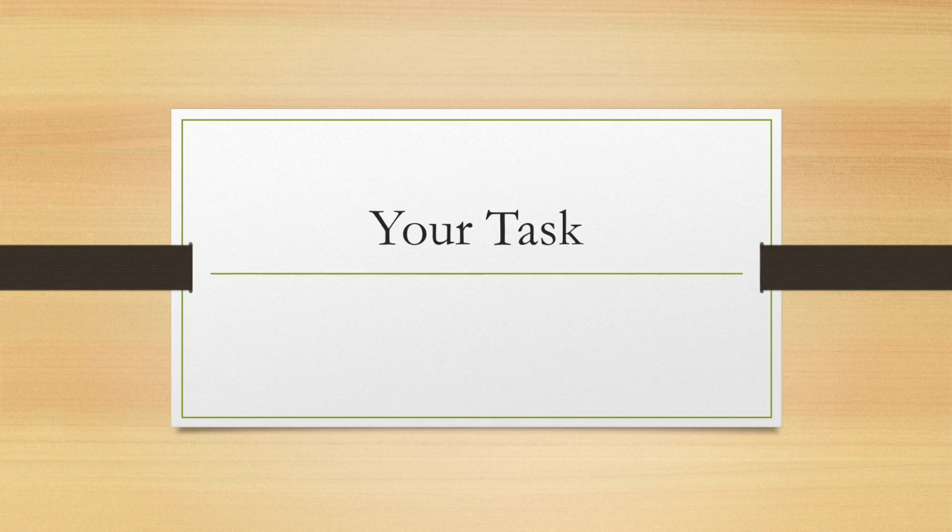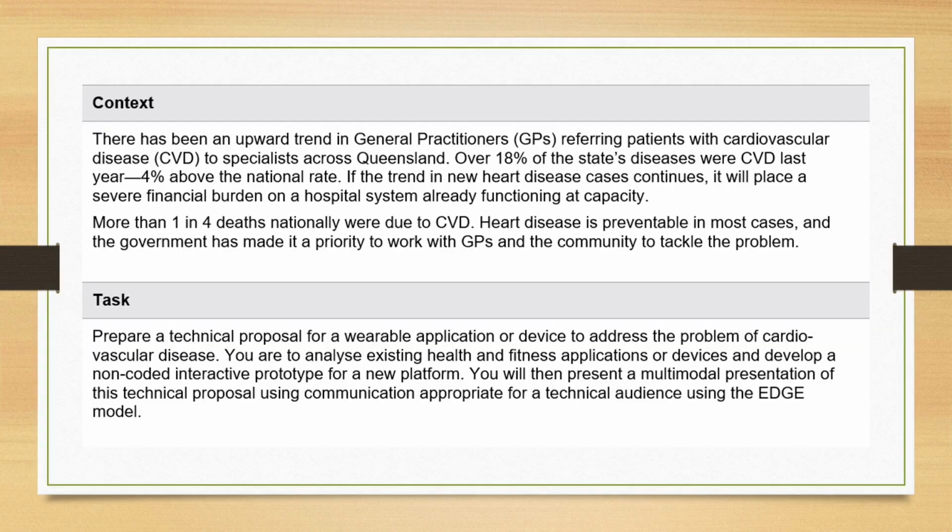So now I'm going to give you a task to do. There's an upward trend in general practitioners referring patients with cardiovascular disease to specialists across Queensland. Over 18% of the state's diseases were cardiovascular related. That's 4% above the national rate. If the trend in caseload continues, it's going to place a severe financial burden on the public health system. Nationally, more than 1 in 4 deaths were related to cardiovascular diseases. Now, cardiovascular disease, and heart disease specifically, is preventable in most cases. The government's made it a priority to work with GPs in the community to tackle the problem.